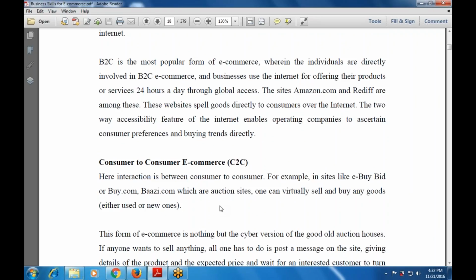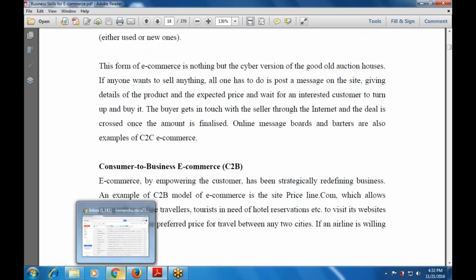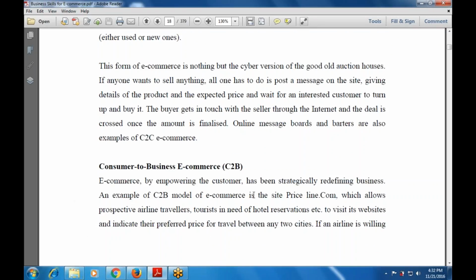One best example is an auction sale. That is, one consumer is selling the product to another consumer. Nowadays, one of the important websites is OLX. One consumer is selling to another consumer via internet. That is C2C e-commerce. Next, consumer to business: the consumer is selling to business entities, business parties. That is known as C2B, consumer to business.